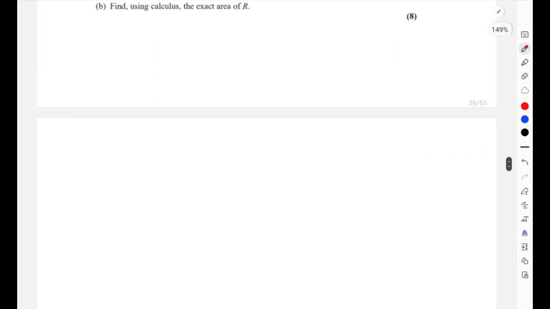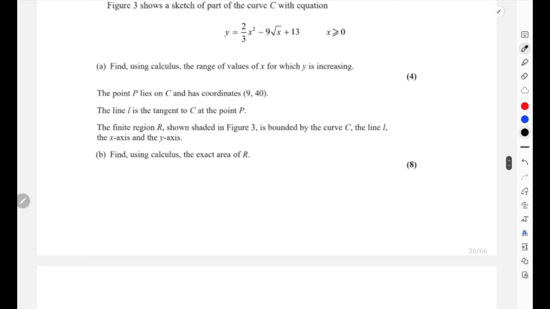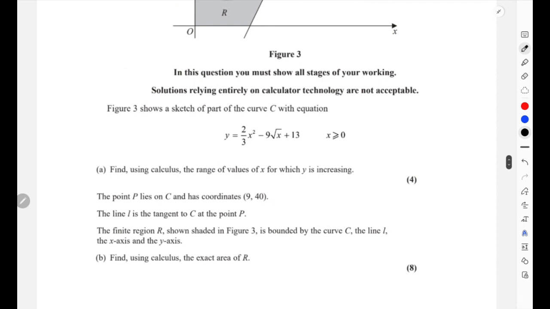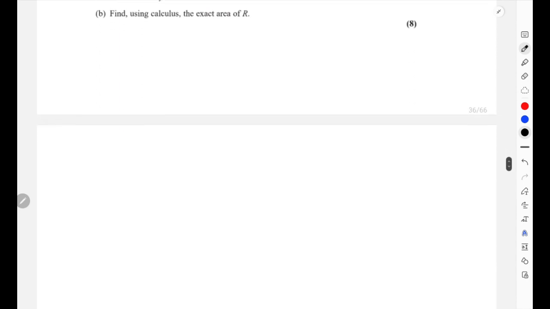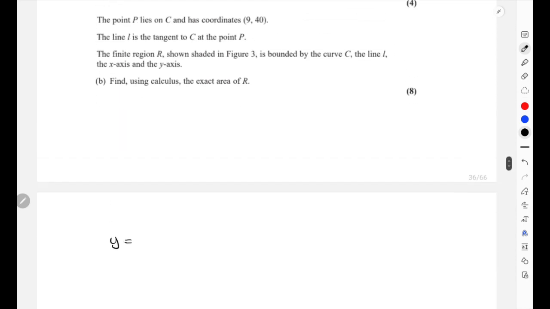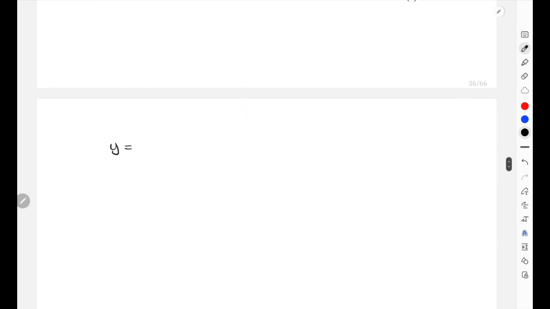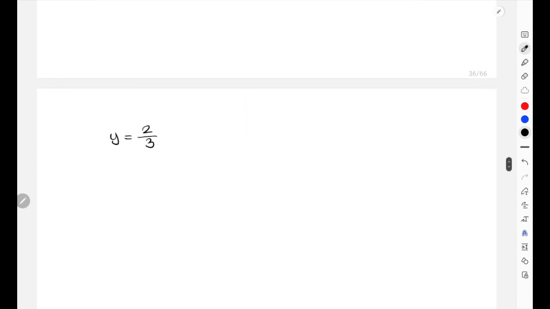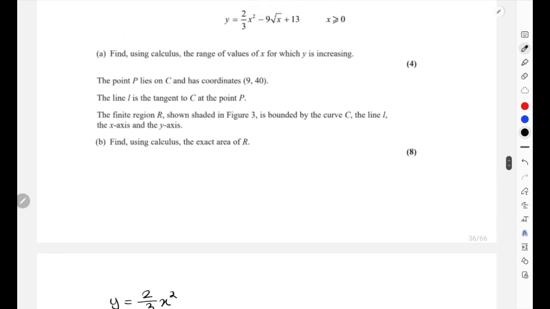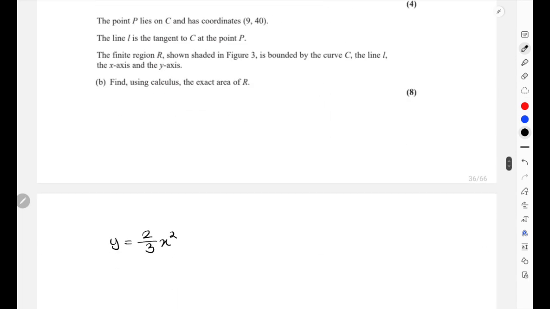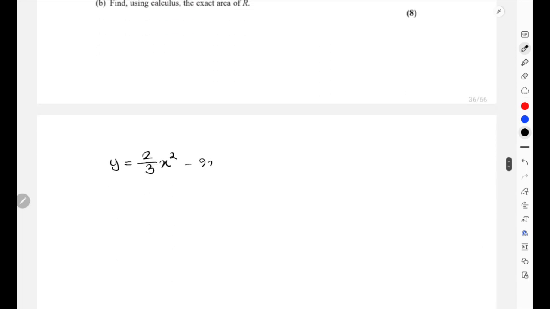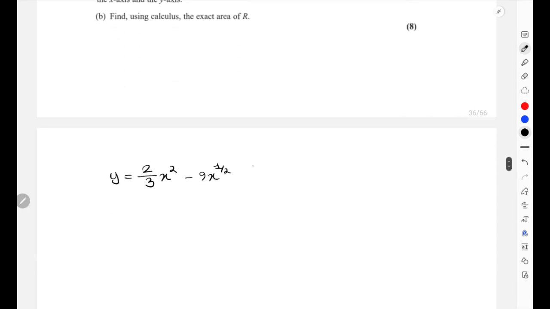Another thing to understand from the previous parts: whenever we want to differentiate, the equation has to be written in terms of powers, right? So I'll just simplify it. y is going to be 2 by 3 x squared, minus 9 root x, which is minus 9 x to the power of half, and plus 13.